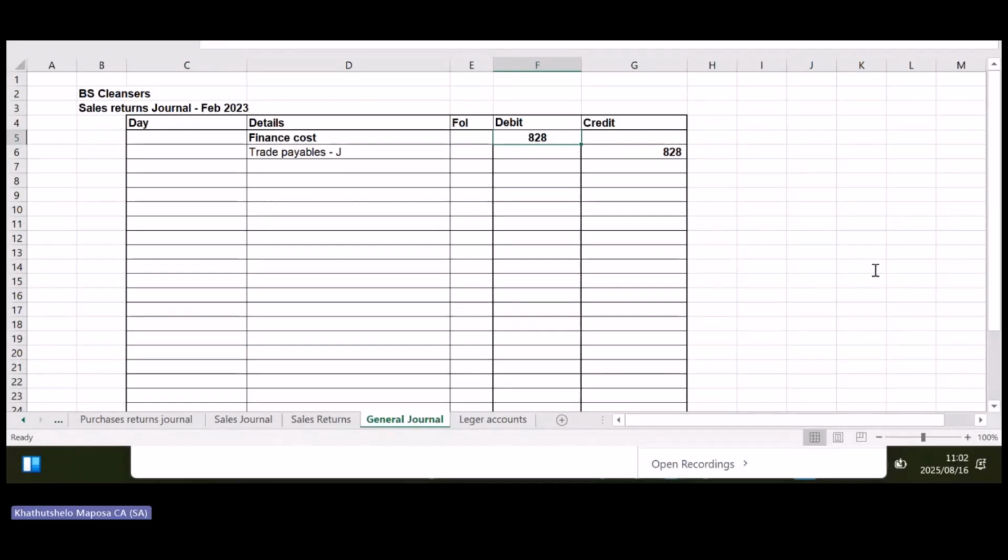Okay, so it will be like this. Since they made an error, it means we will debit the trade payables and credit the finance cost. By how much? The 414, if I'm not mistaken. Okay, and then your case will be closed. I agree with that. That is how you do it.